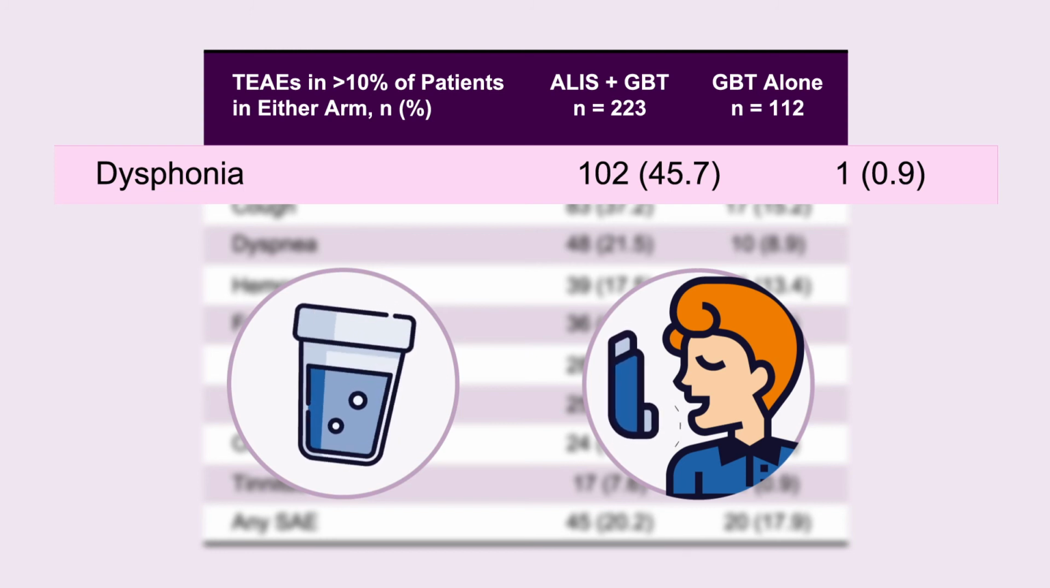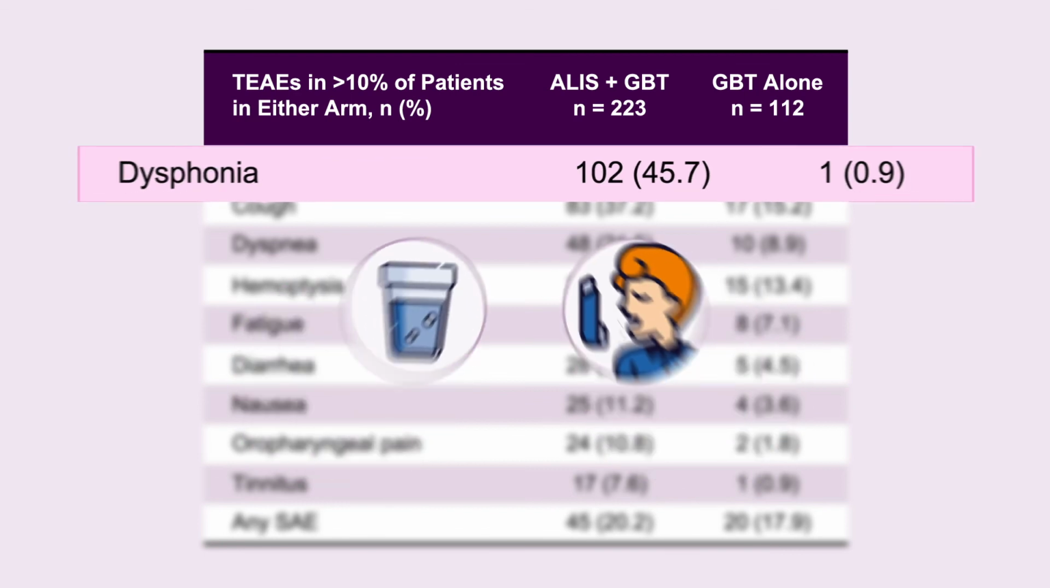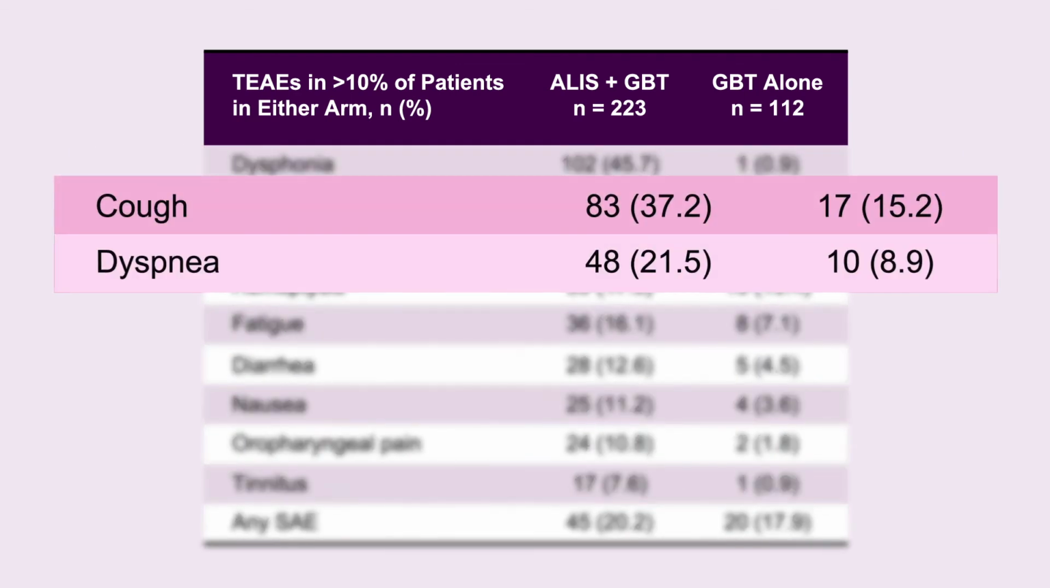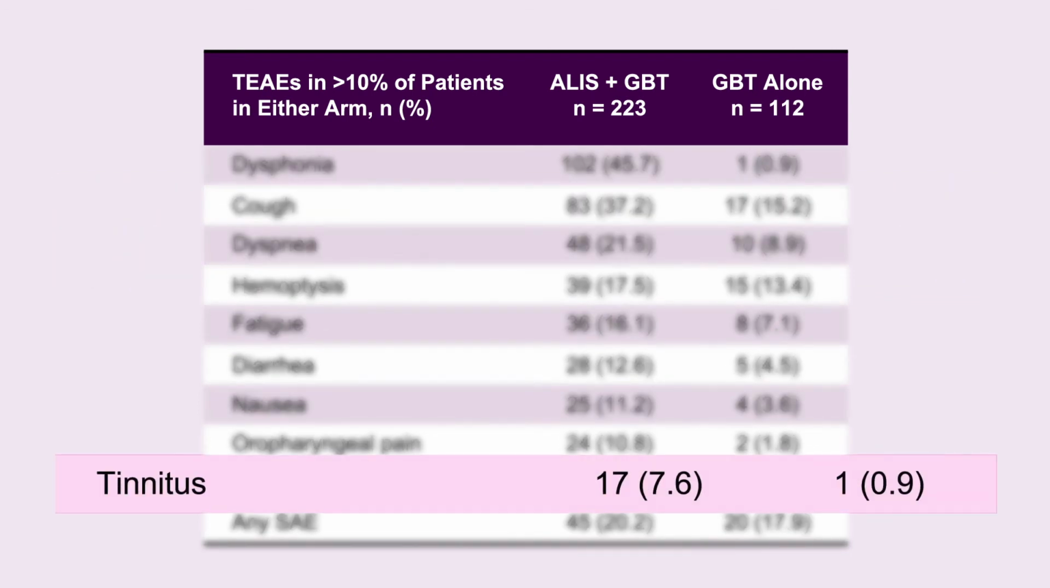Other patients have some increased hyperresponsivity in terms of the airway, so increased cough, sometimes dyspnea. Again, most of these things get better with time. There was an imbalance in tinnitus in terms of hearing complaints. We didn't see any change in audiology. There was no hearing loss associated with the drug in the phase 3 trials, but there was a slight increased risk of tinnitus with 7.6% in the ALIS group getting tinnitus compared to about 1% in the comparison group.